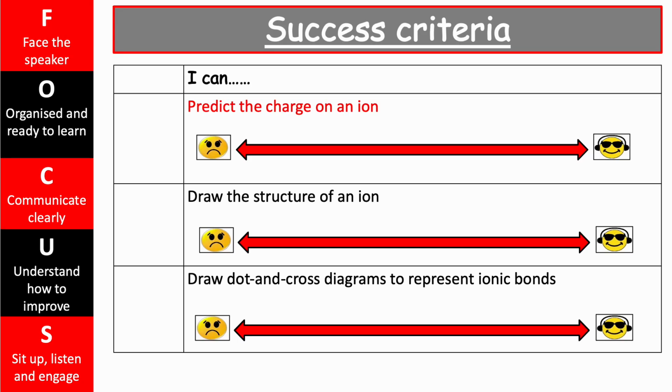In this lesson, we're going to look at using the position of an element on the periodic table to predict the charge of an ion. We're then going to use that to draw the structure of an ion, and then we'll link it all together to draw dot and cross diagrams to represent ionic bonds in the formation of ionic compounds.